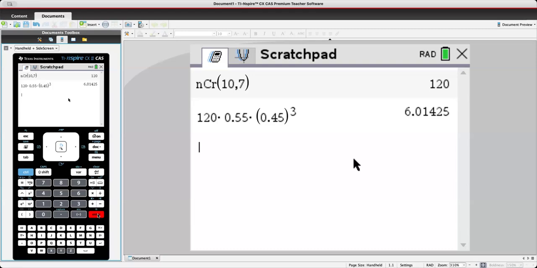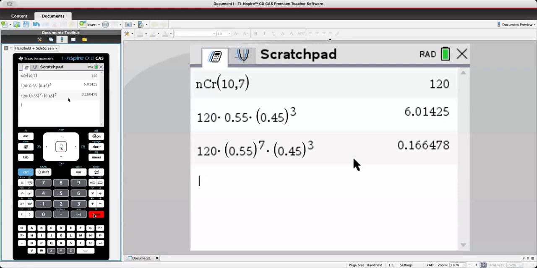And I did something wrong, so let me fix that. Okay, I forgot my exponent there. So it gives us that the probability of exactly 7 is 0.166. So that is one way you can use that formula, or this is another thing that we can do.